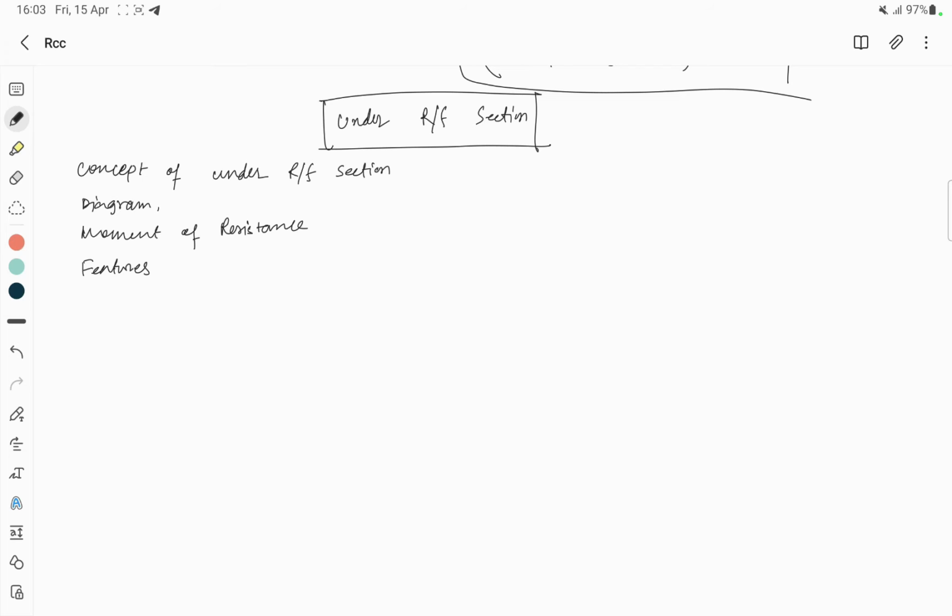In this video, you will learn the concept of an under reinforcement section, its diagram, and how you find the moment of resistance and the features.